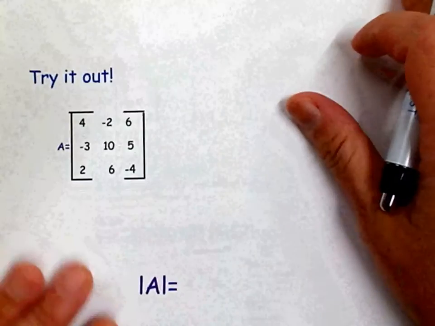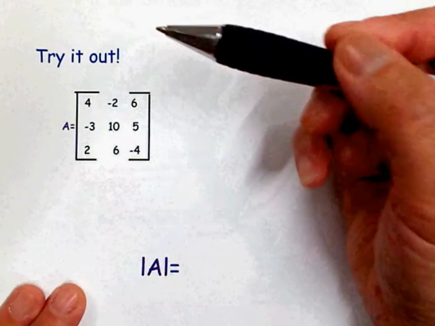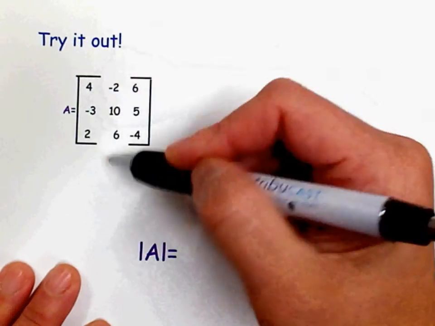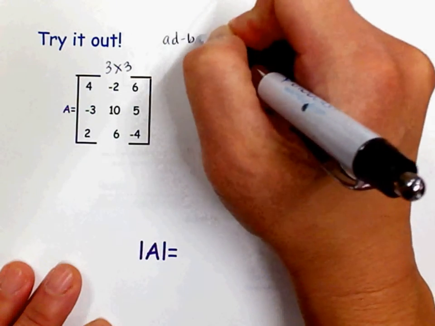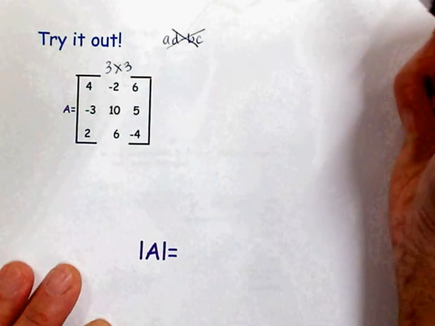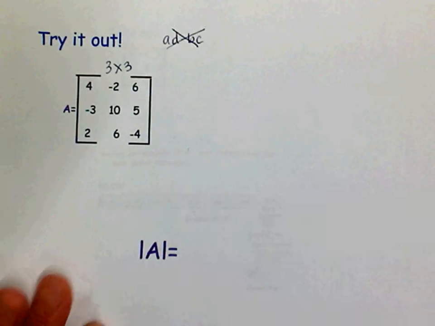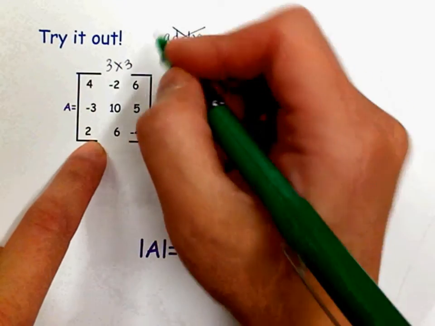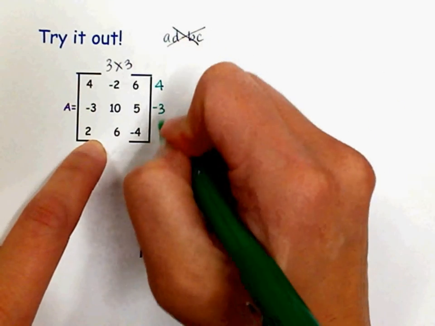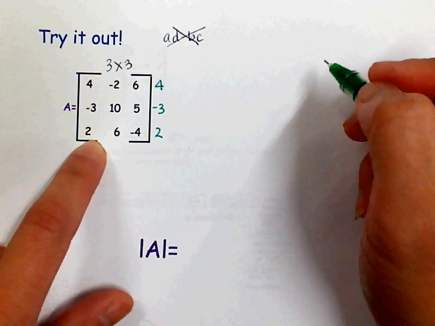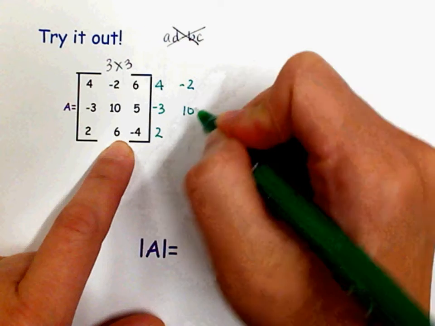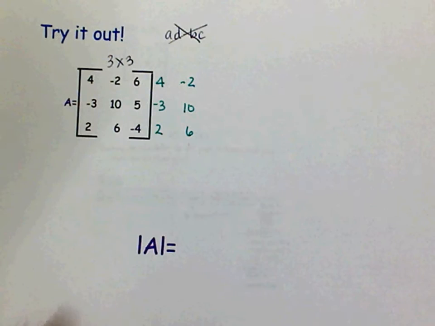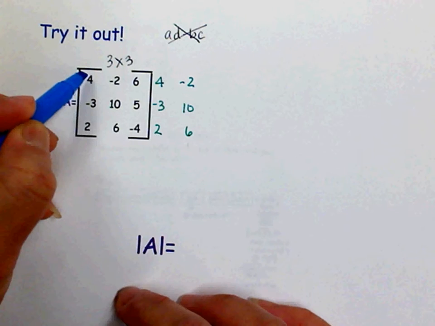Let's try this out. Okay? Step number 1. It is a 3 by 3. So you will not be using A times D minus B times C. That's only for a 2 by 2. First step, you see this first column? Copy it down, just like you see it, okay? See that second column? Do the same thing. Make it nice, because if it's sloppy, it's going to mess you up. First step, starting at the top left corner, going diagonally.